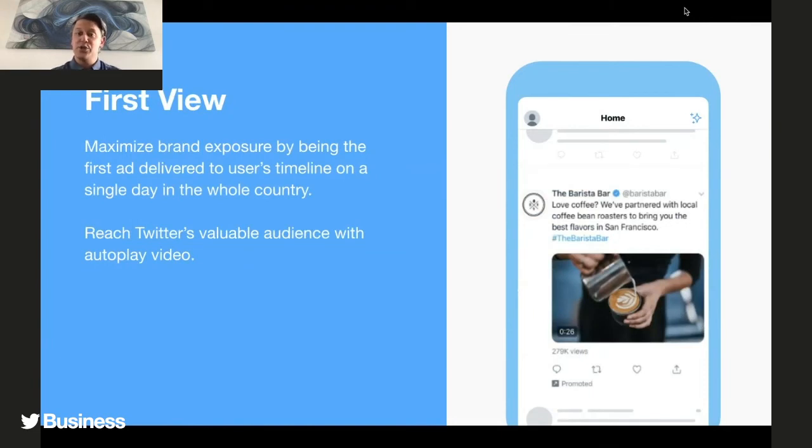Similarly to the Promoted Trend Spotlight, which is on the Explore tab, is our first view. The first view for a full 24-hour period is a way for you to capture that first ad that all users in a country will see when they come to Twitter. So it's a great way, when paired with video, to drive mass awareness and capture mass attention when you're activating, either launching something new or connecting with what's happening on Twitter.